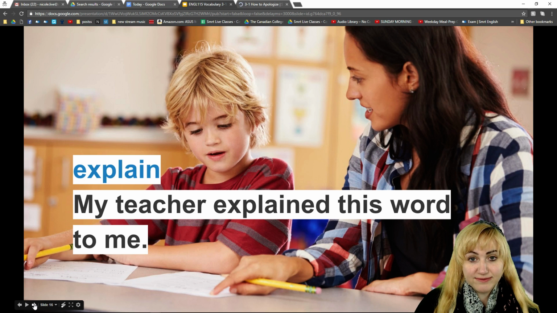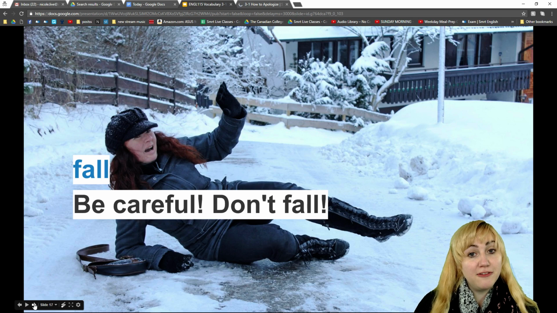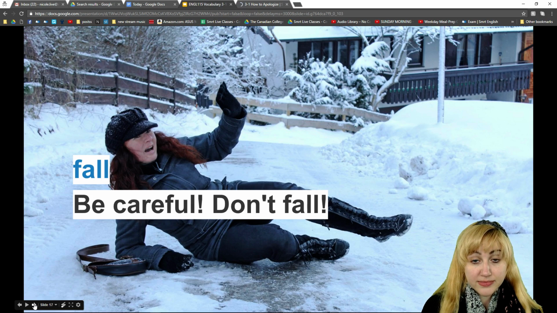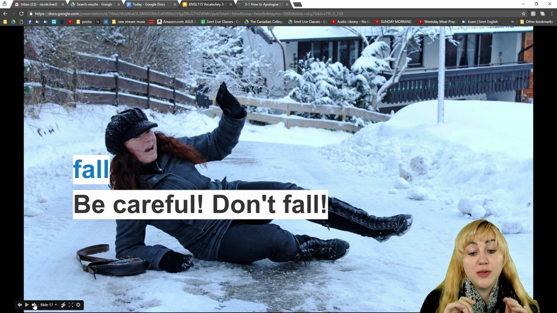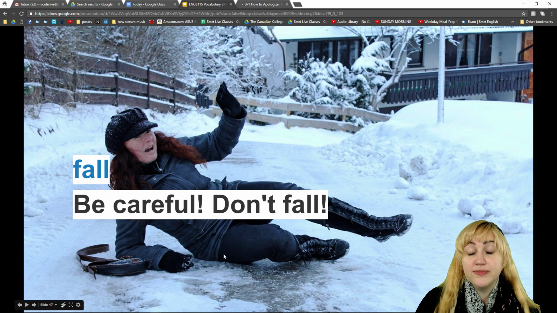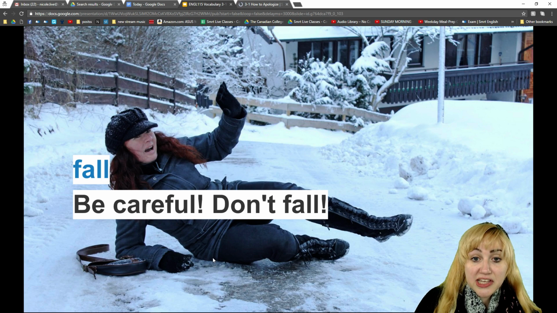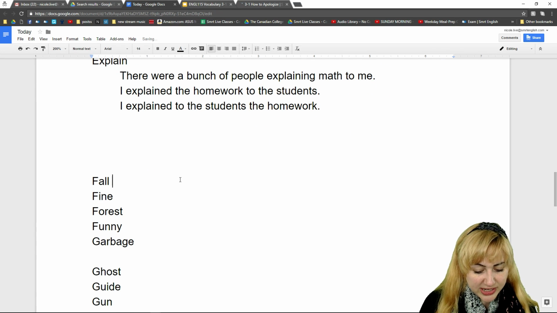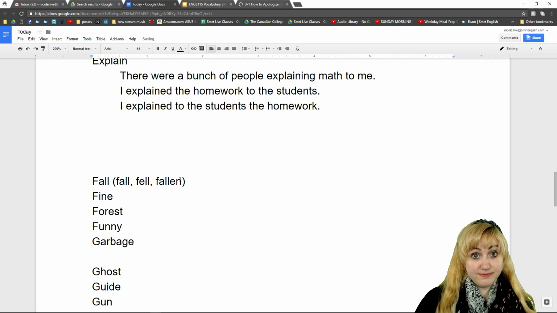Our next word for today is fall. And we talked about fall a few minutes ago. So remember, fall is very similar to drop, but we don't use an object. The thing that is going down will be the subject of your sentence. So in this picture, we can say the woman fell. An important note for the word fall: fall is an irregular verb. Let me write the 3 different forms. We say fall, fell, fallen.